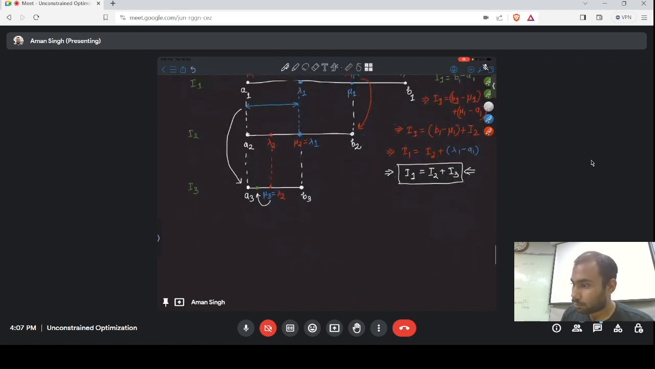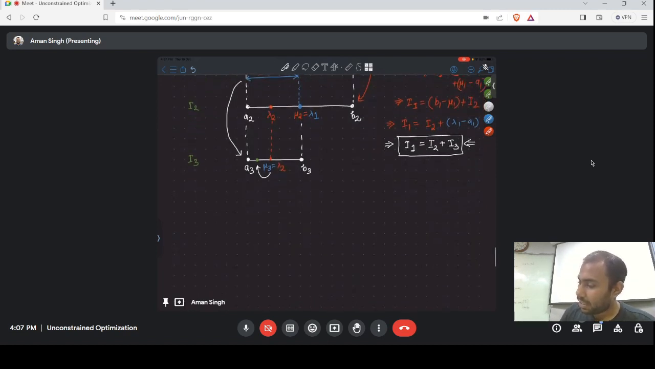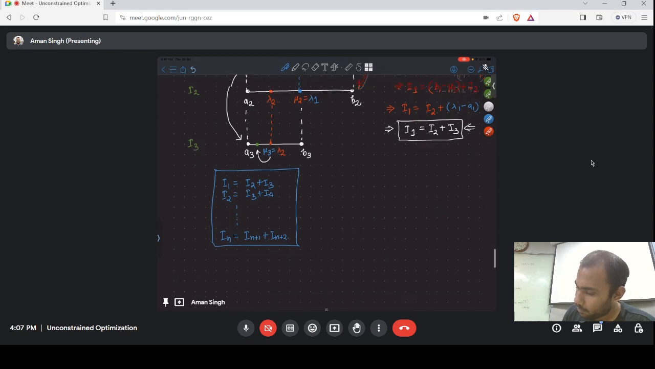So, and this you can write for any interval. So I1 equal to I2 plus I3, I2 equal to I3 plus I4, and so on and so forth. So I can write In equal to In plus 1 plus In plus 2. So this is the relation between the intervals.